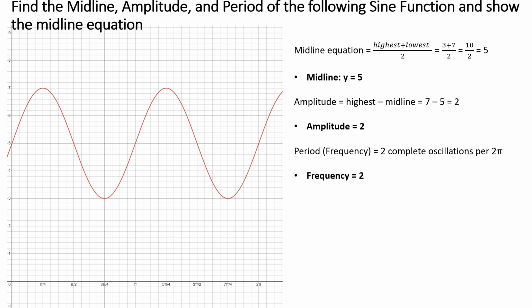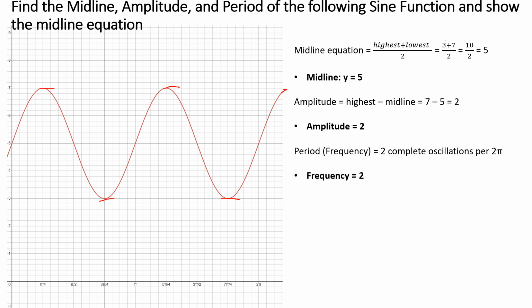Now, here is a sine wave. And let's take a look at what we can find if we find our midline, our amplitude, and our frequency. The midline is simply you add the highest and the lowest and then divide by 2. It's basically finding the mean. My highest point is 7. There's 7, there's 7 again, and it goes up here through 7. My lowest is 3. There's 3 right there, and there's 3 right there.